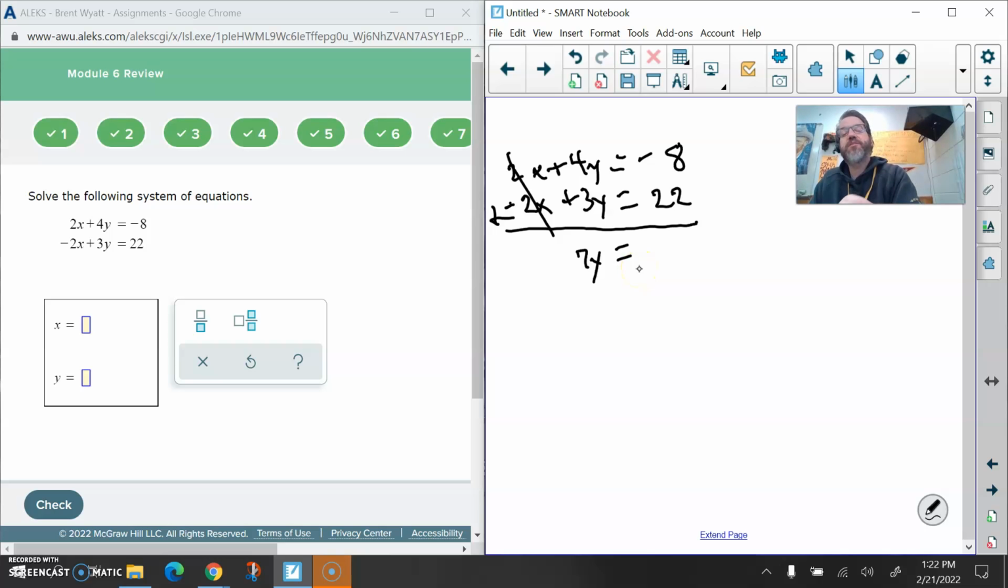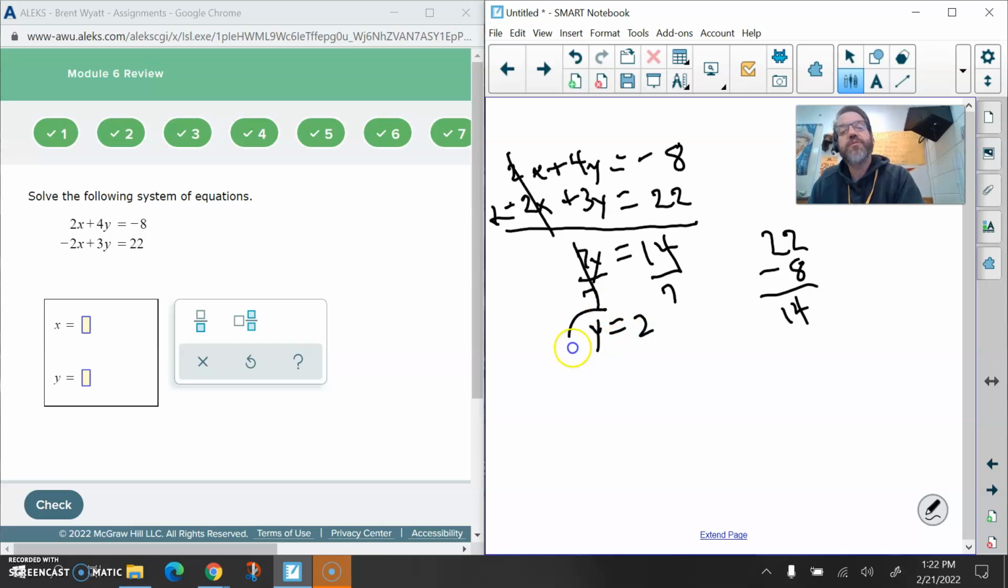And that equals, here be careful with your negative signs, negative 8 plus 22. That really means 22 minus 8, which is 14. Okay, so 7y equals 14. Now I just have to divide each side by 7. And I get 1y is equal to 2.